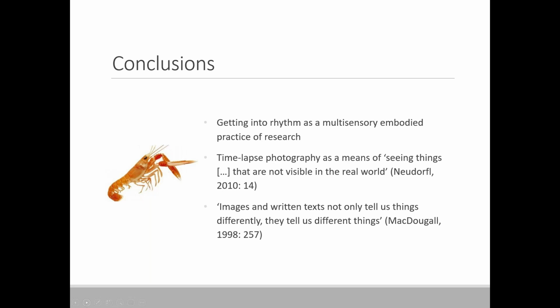to the promotion of spatially, temporally and sensually attuned practices of research for the study of everyday life.